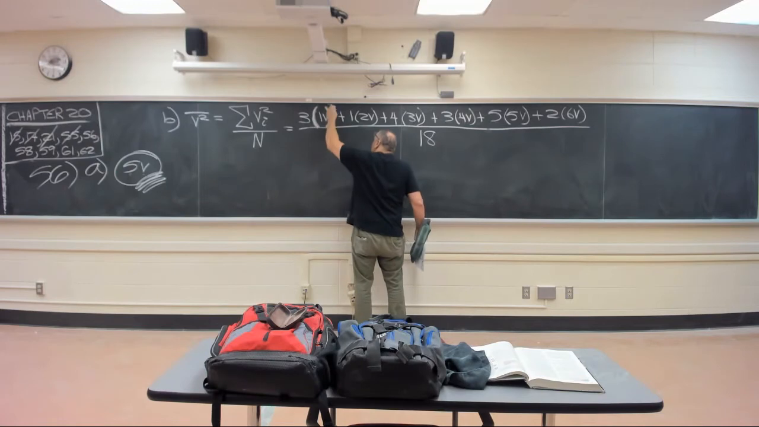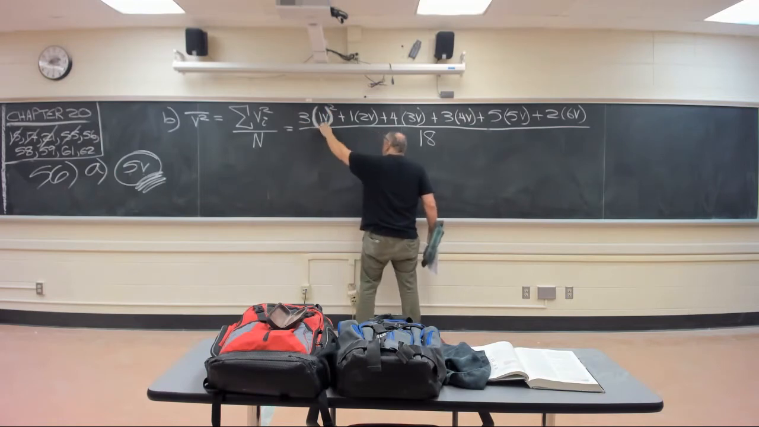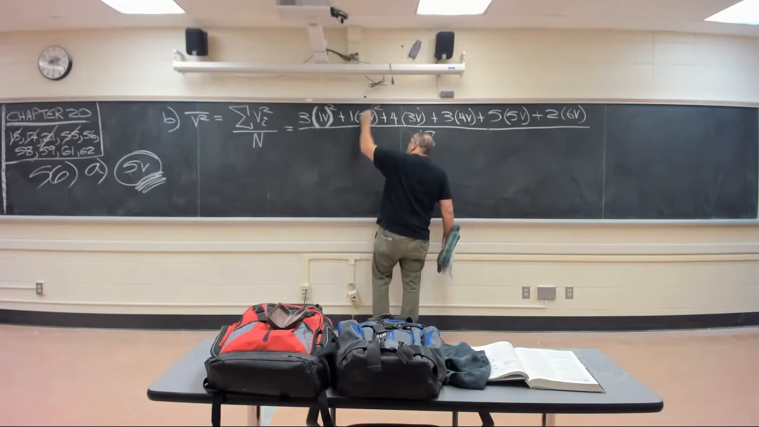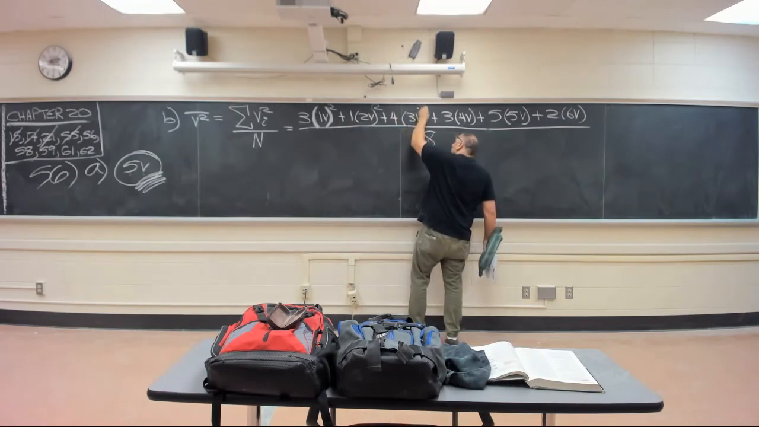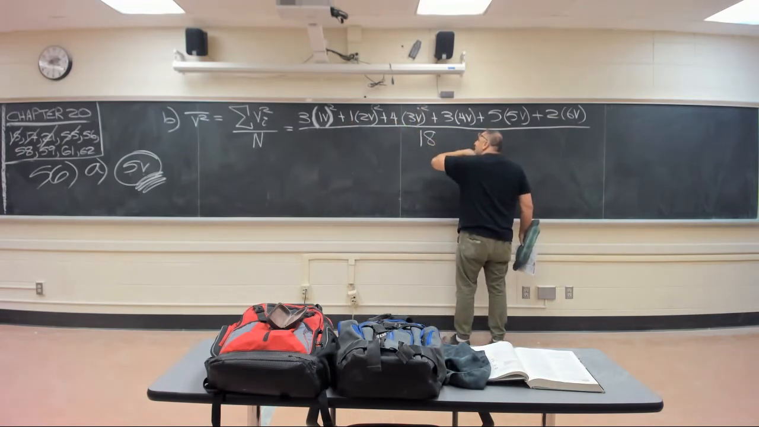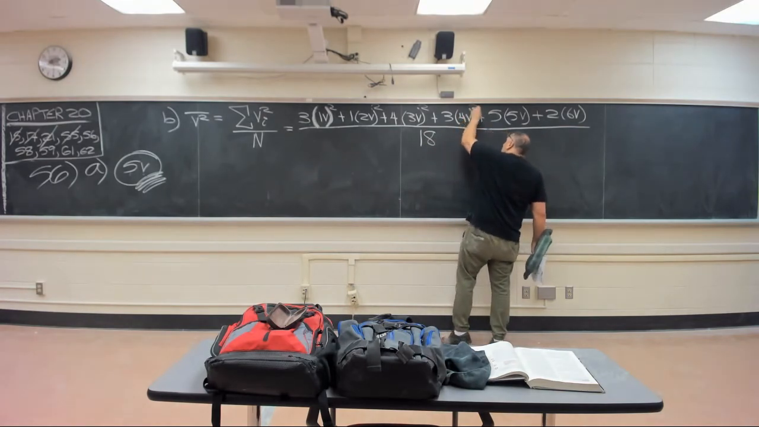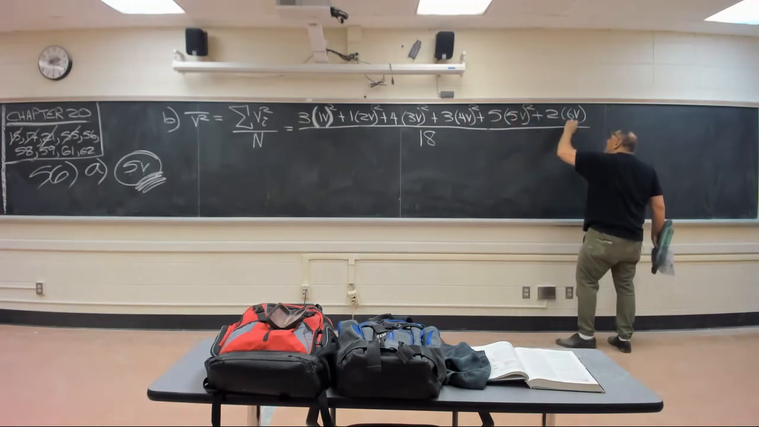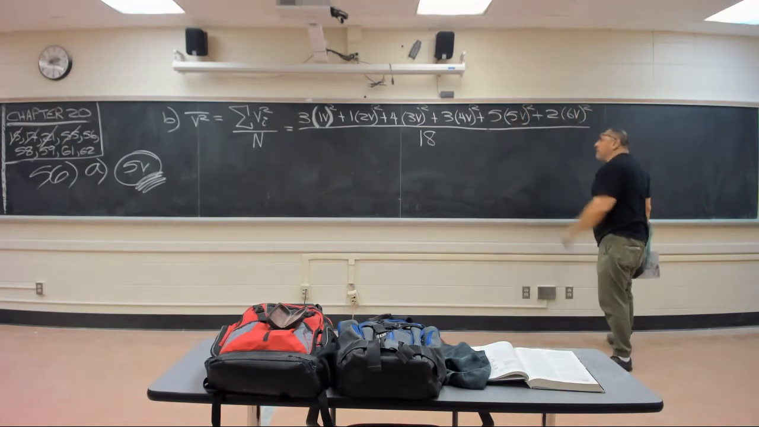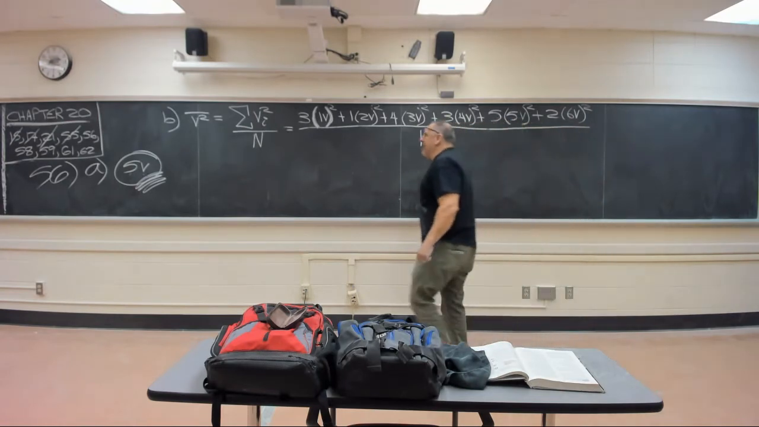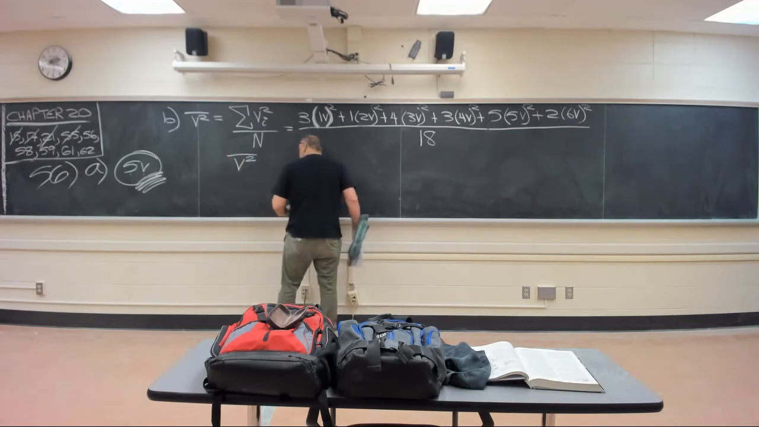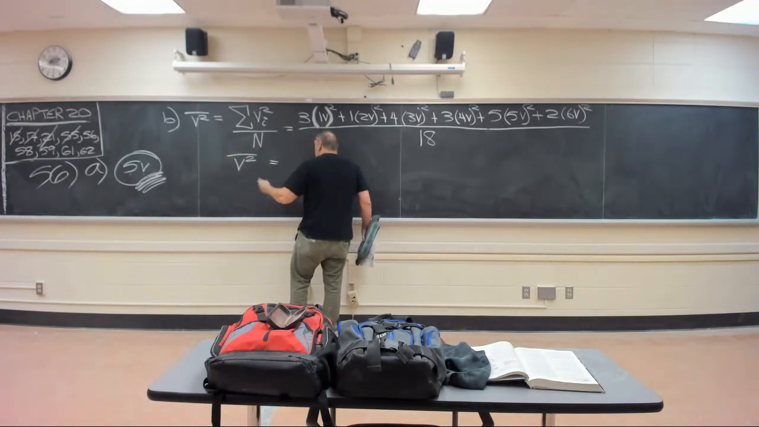Take this guy and square it. Don't square the 3, just square him. 3 times this quantity squared. This quantity squared multiplied by 3. This quantity squared multiplied by 1. This quantity squared multiplied by 4. This quantity squared multiplied by 3. This quantity squared multiplied by 5. This quantity squared multiplied by 2. I'm going to get an average. I'm going to get an average of all the squares. What is that? Well, let's have a look.